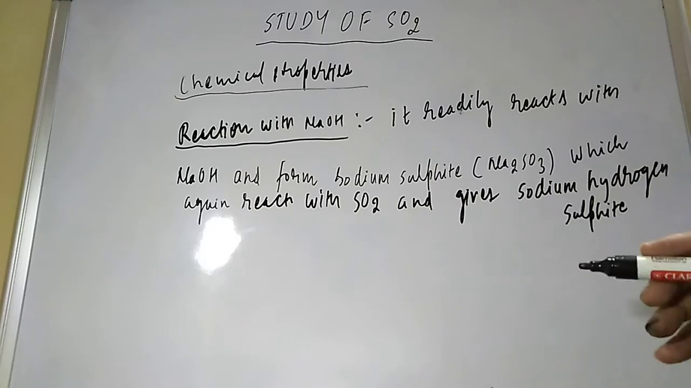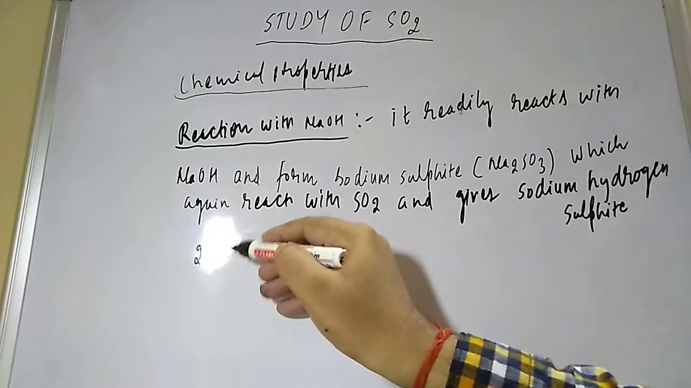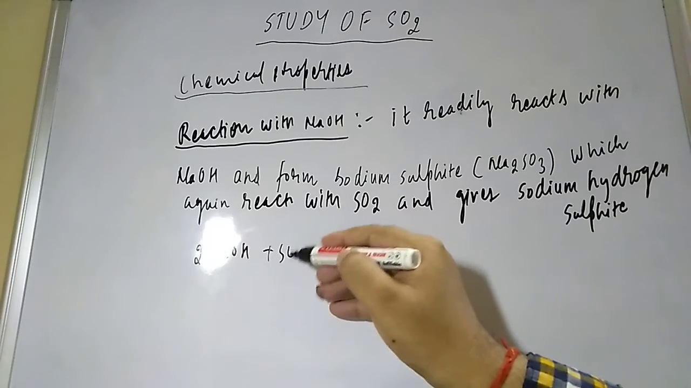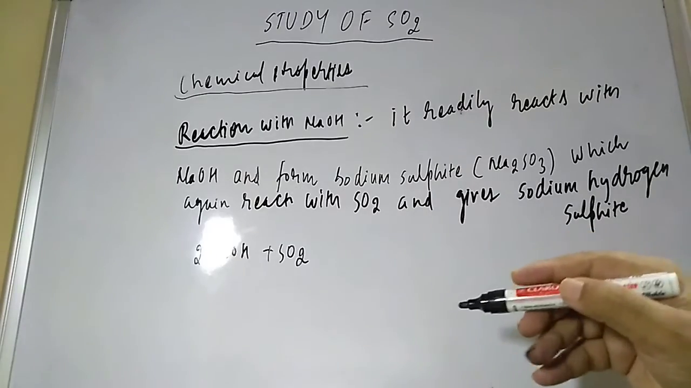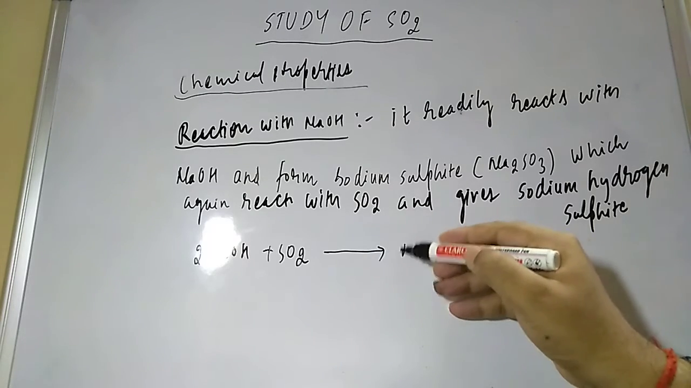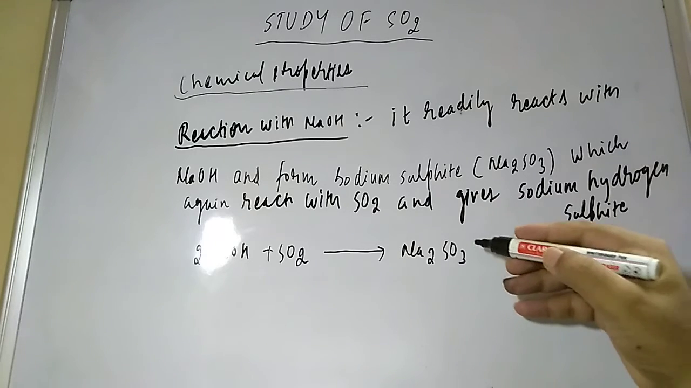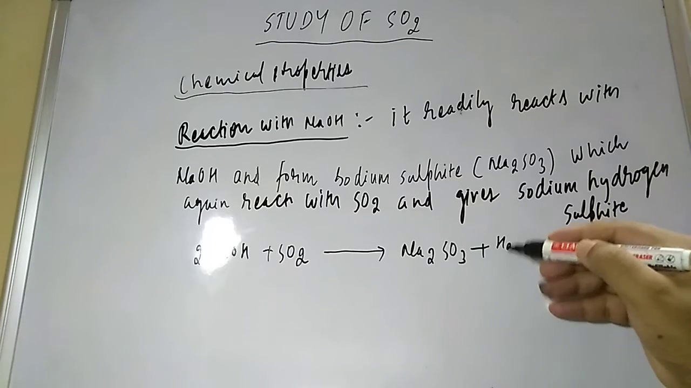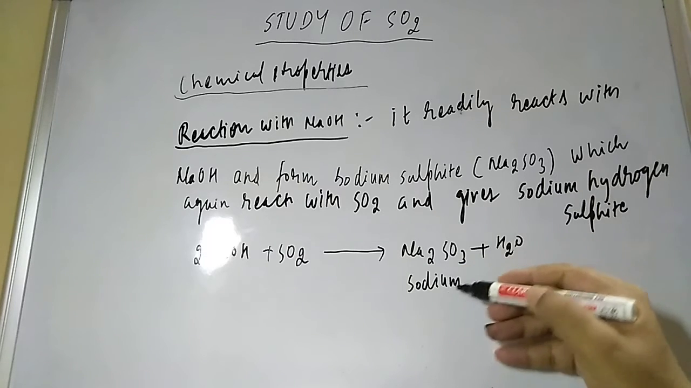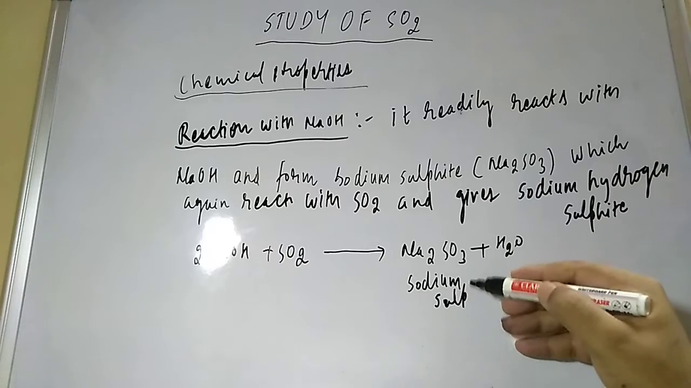So if you talk about the reaction, you take 2 moles of sodium hydroxide and treat this with SO2. What they are saying is you will get sodium sulfite. So here we can write the reaction: 2NaOH + SO2 gives Na2SO3, and it will give water also. This is sodium sulfite.